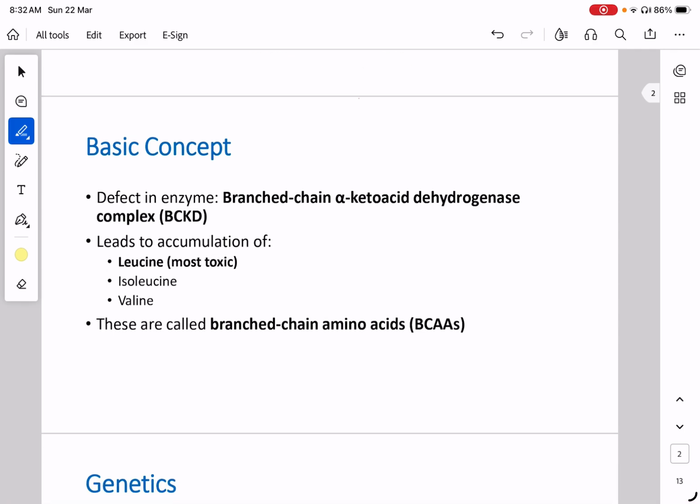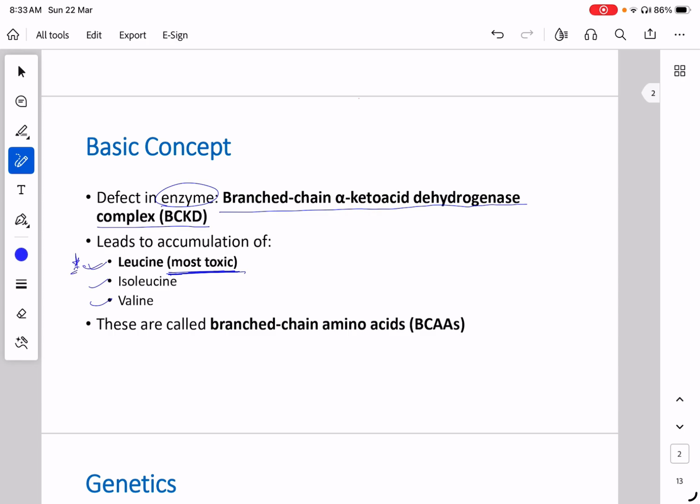What is the basic concept behind this? The basic concept is the enzyme defect; for any biochemical disease, we should remember the enzyme defect. The enzyme is branch chain alpha keto acid dehydrogenase complex. This enzyme is defective, which one? Branch chain alpha keto acid dehydrogenase complex. And what it leads to is accumulation of leucine. Leucine is the most toxic compound which is accumulated in the body because of this enzyme defect, and the others are isoleucine and valine. So leucine is the important one which you should remember, that it leads to accumulation of leucine and which leads to toxicity.